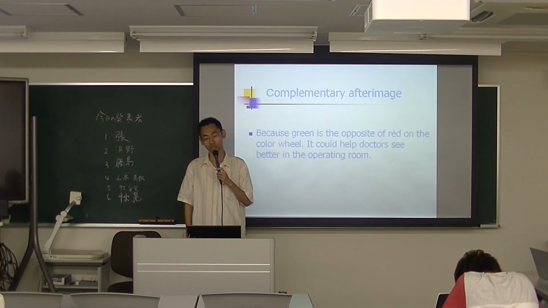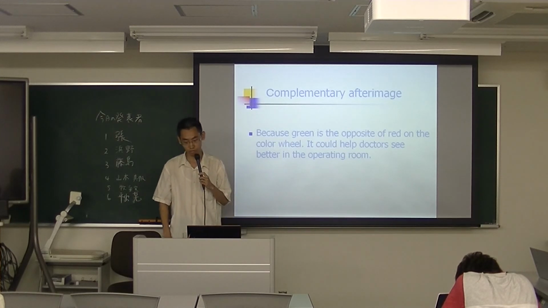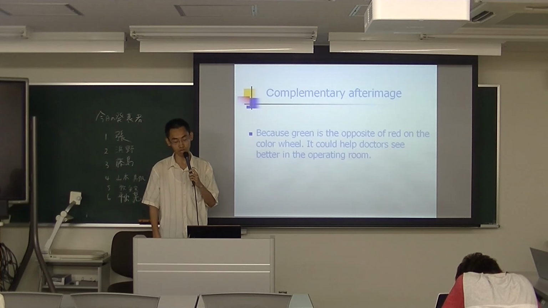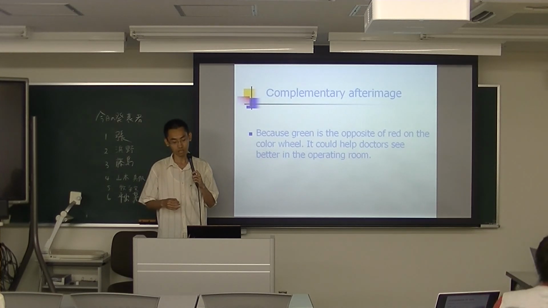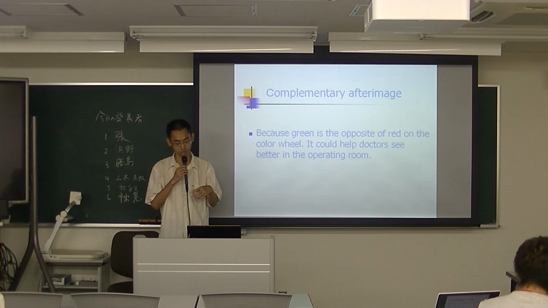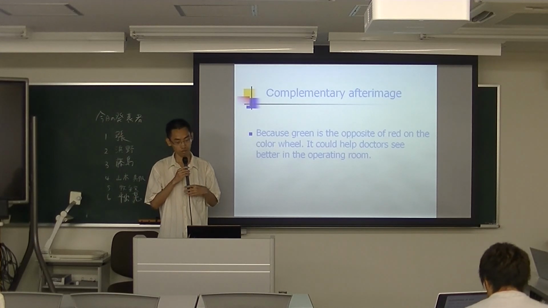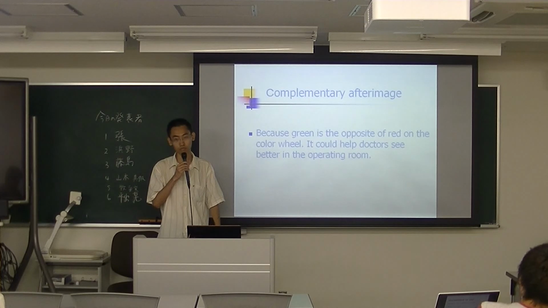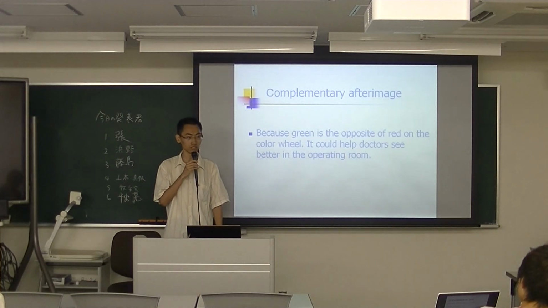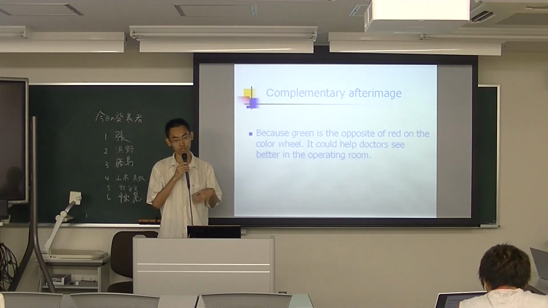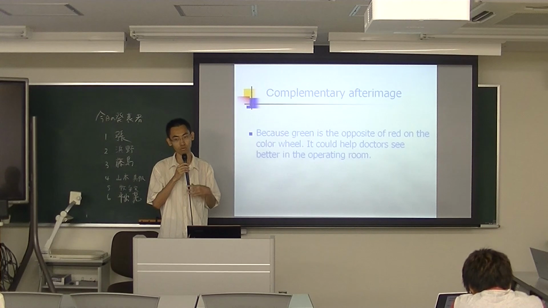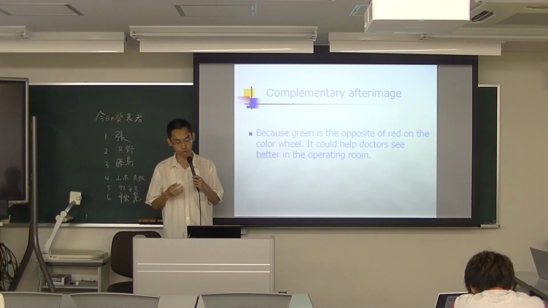Which could make it hard to see the nuances of the human body. So looking at green from time to time can keep someone's eyes more sensitive to variation in red.